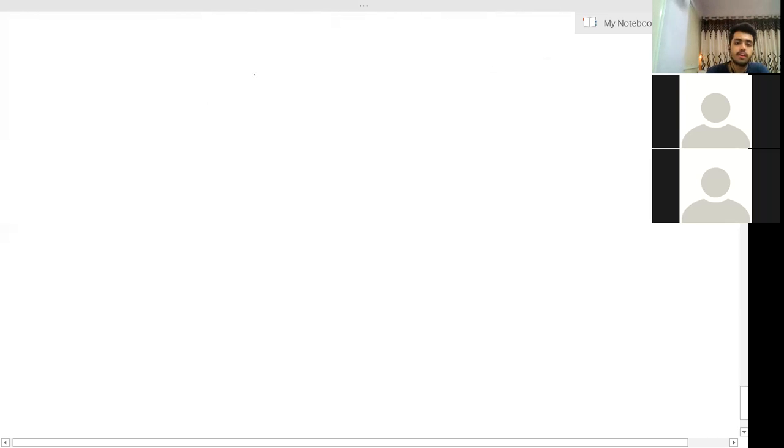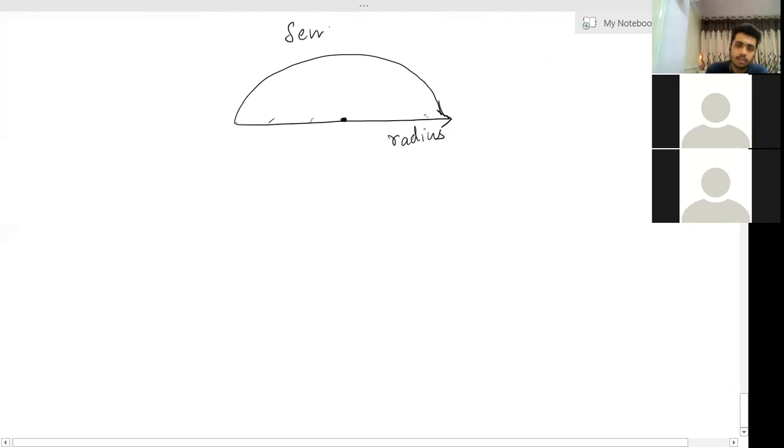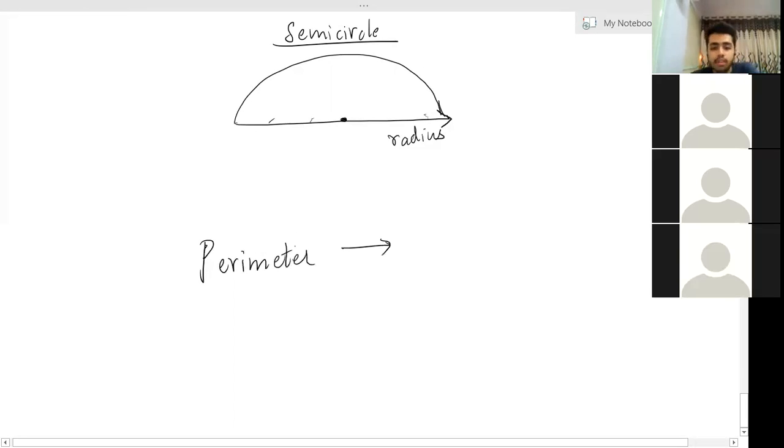Next, let's look at another figure. Which figure is this? Semicircle. Yes, this is a semicircle. Remember this is a semicircle. Now can you tell me the perimeter of a semicircle, or circumference? In this case, pi r square by 2, not pi r square, perimeter.